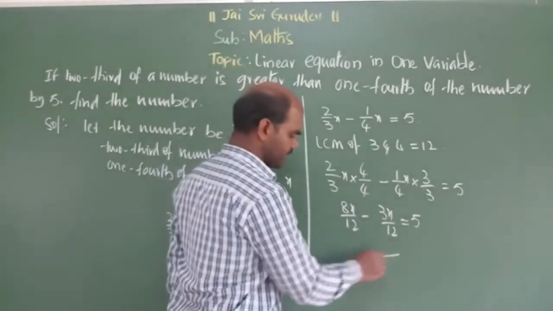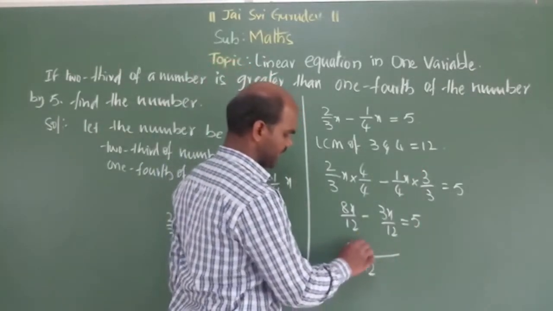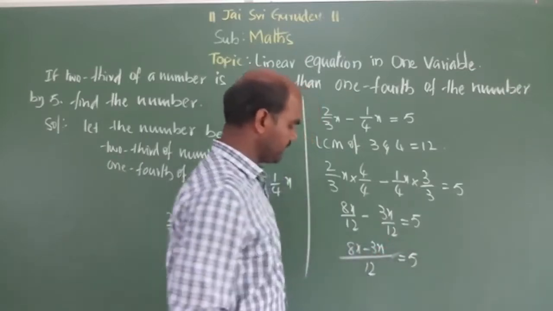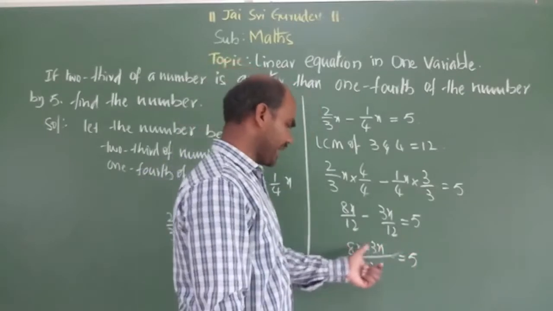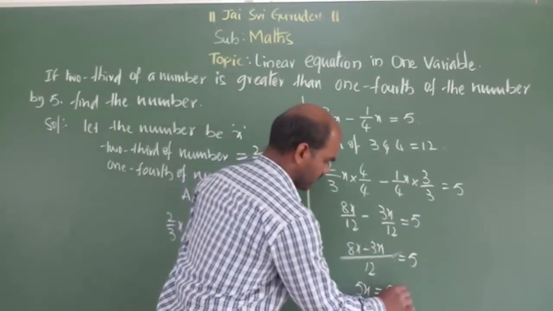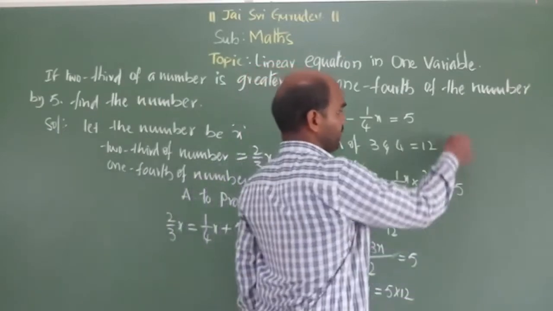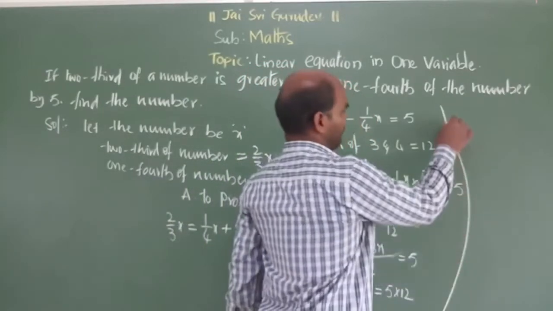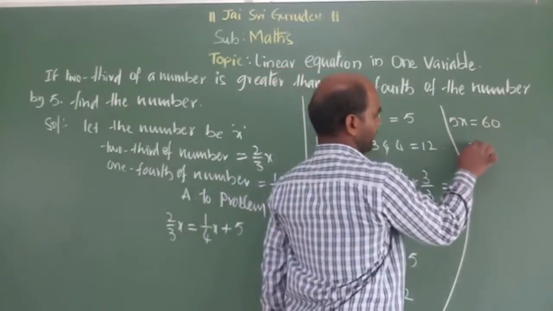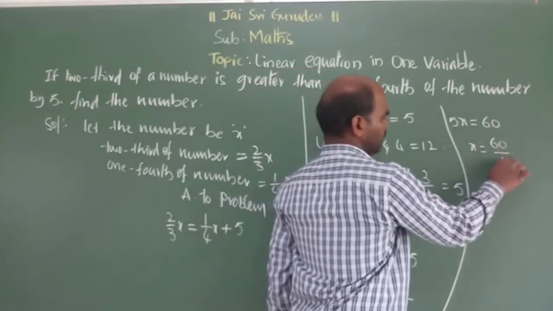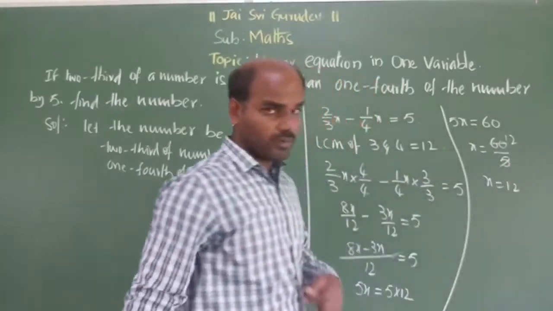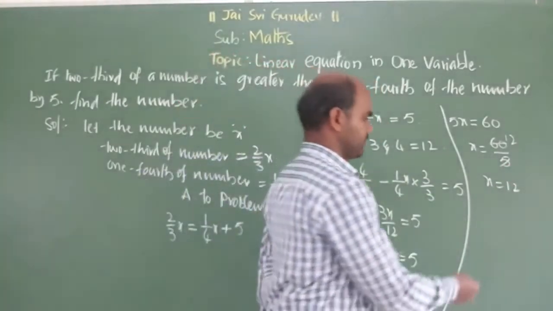Now taking the LCM 12 across, 8x minus 3x is equal to 5, so 5x is equal to 5 into 12. Then 5x is equal to 60, so x is equal to 60 by 5. 5 times 12 is 60, so x is equal to 12. Therefore the number is 12.